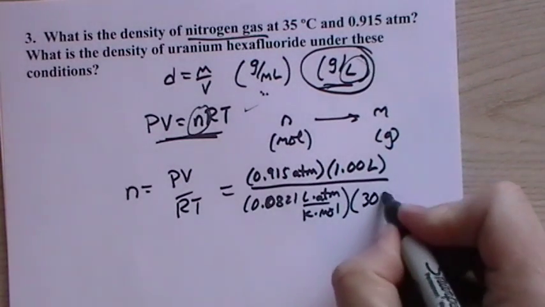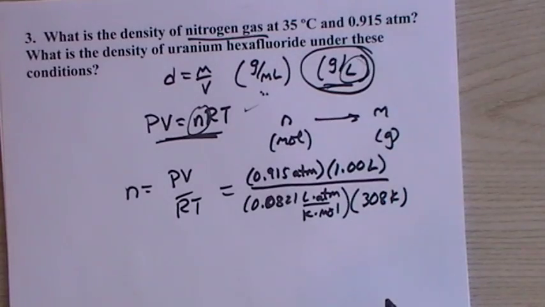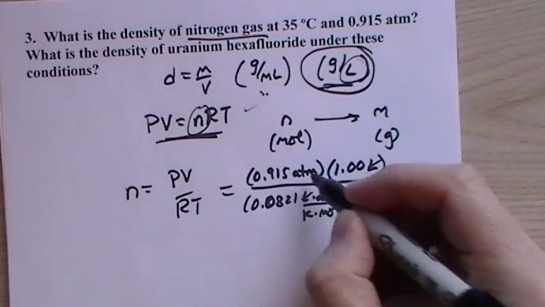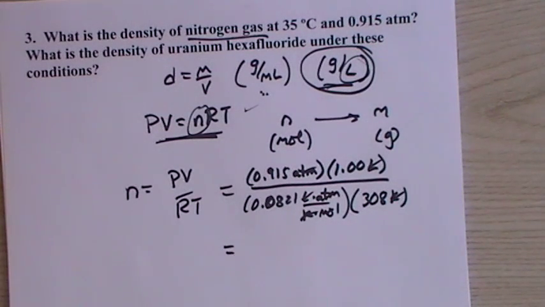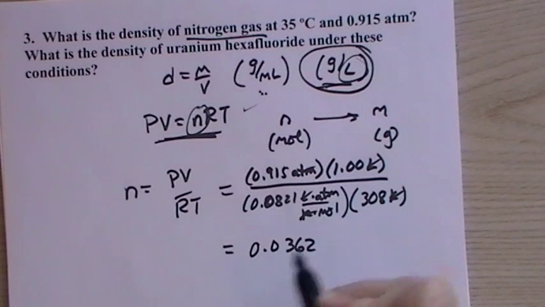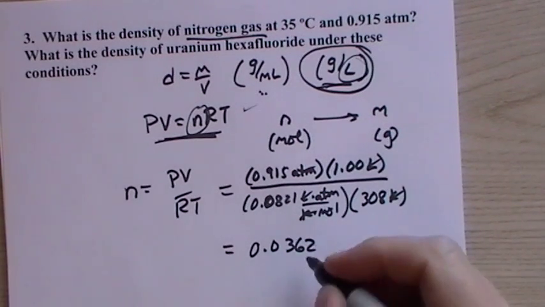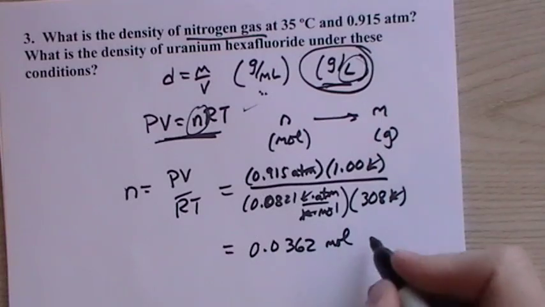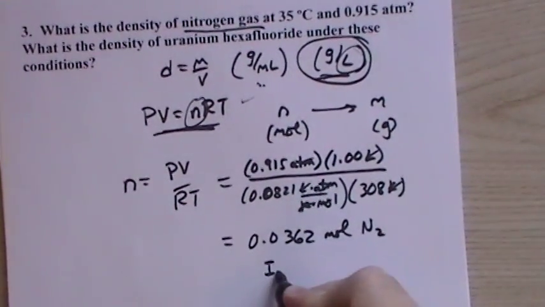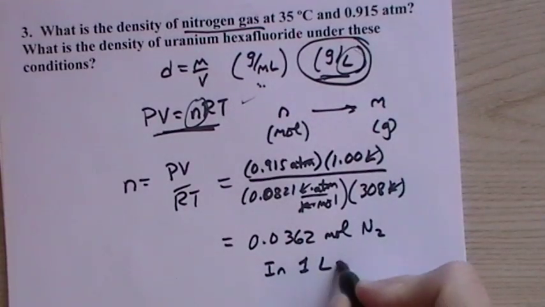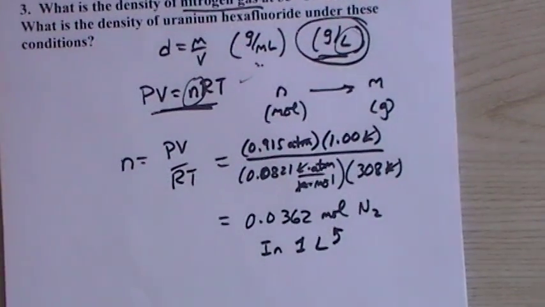So this is 308 Kelvin. We have liters cancel, atmospheres cancel, K cancel, we're left with moles. So 0.915 divided by 0.0821 divided by 308. So we have 0.0362 moles of nitrogen. And that's going to be in 1 liter, because I chose 1 liter.